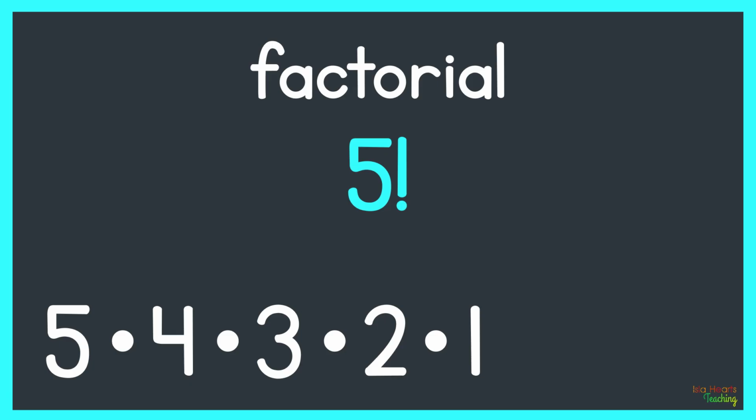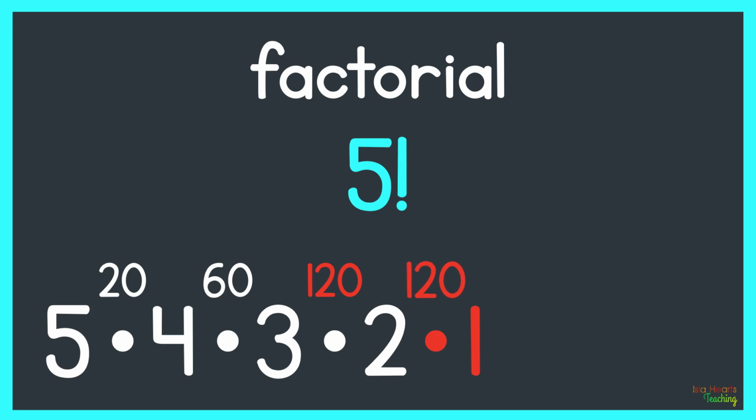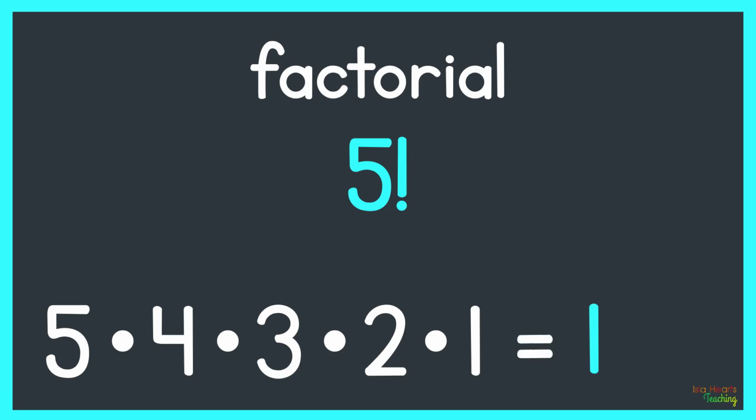Like with the previous example, we begin by multiplying the first two numbers. 5 times 4 equals 20. Then, we multiply 20 by 3, which equals 60. Then, we multiply 60 by 2. This equals 120. Finally, we multiply 120 by 1. This also equals 120. So, 5 factorial equals 120.